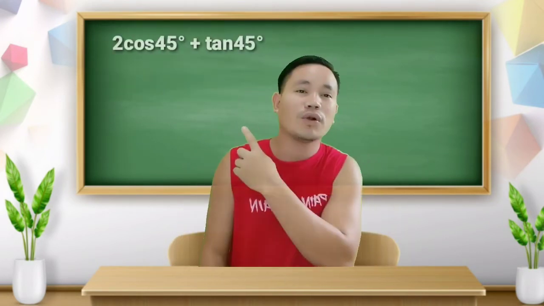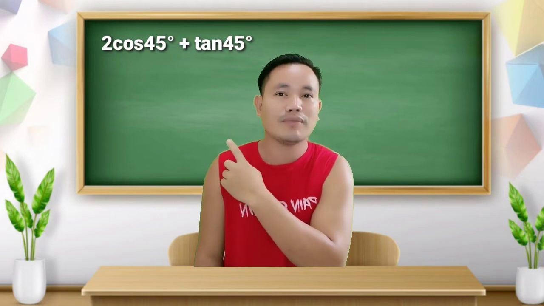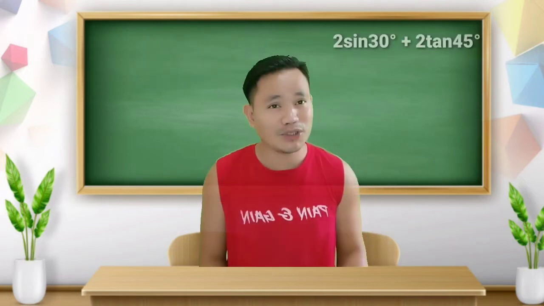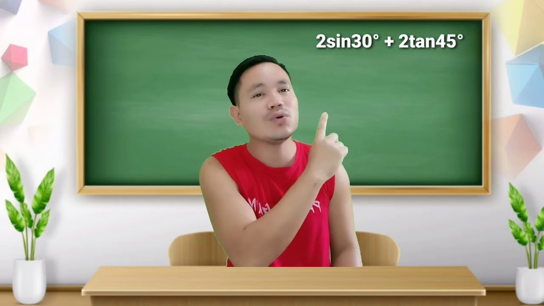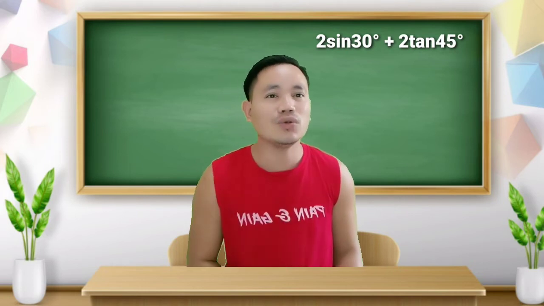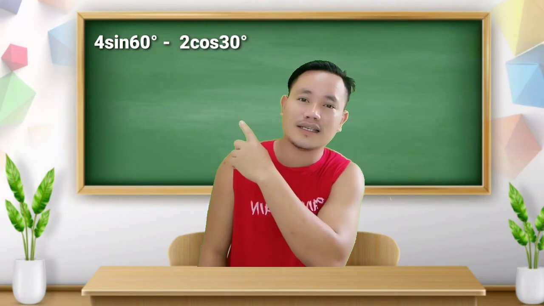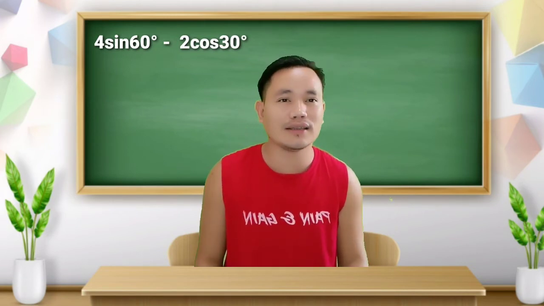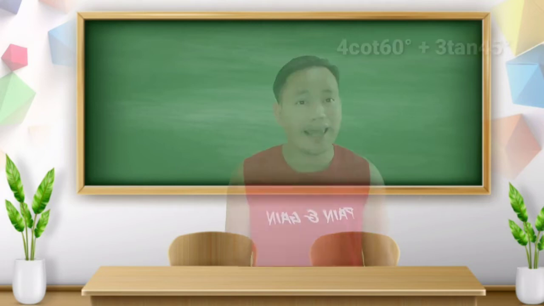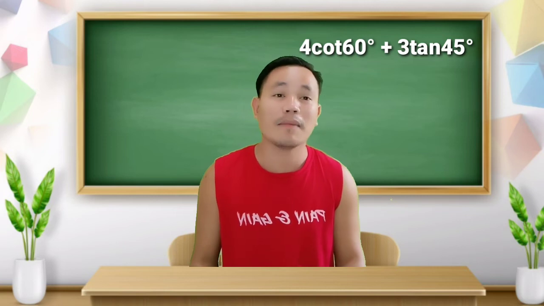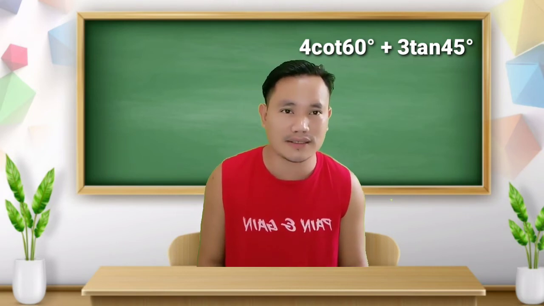Number 1, we're going to solve 2 times cosine 45 degrees plus tangent 45 degrees. Number 2, we're going to solve 2 sine 30 degrees plus 2 tangent 45 degrees. Number 3, 4 times sine 60 degrees minus 2 cosine 30 degrees. And number 4, we have 4 cotangent 60 degrees plus 3 tangent 45 degrees.